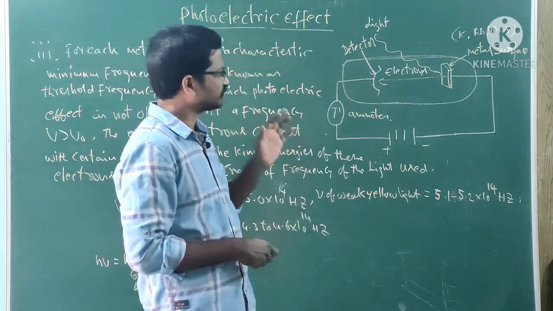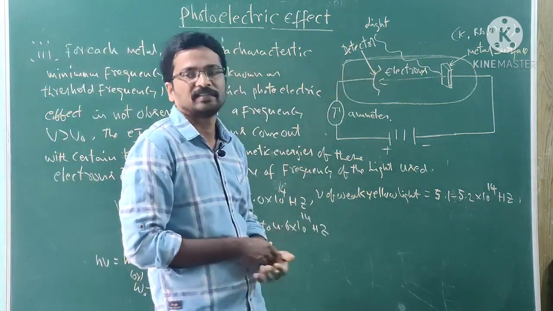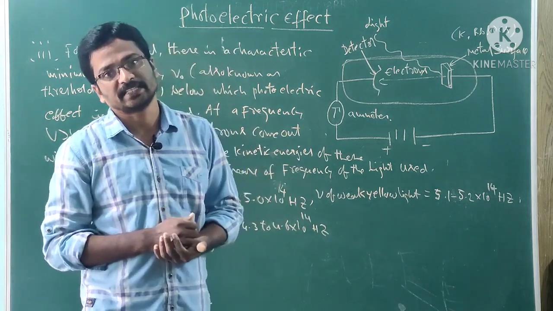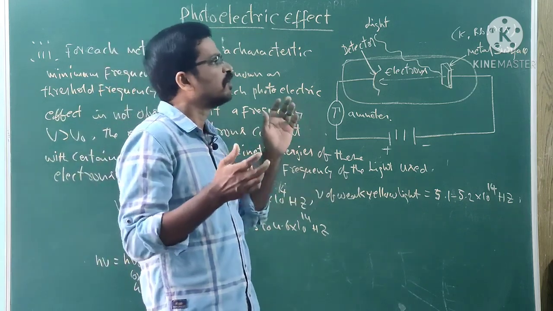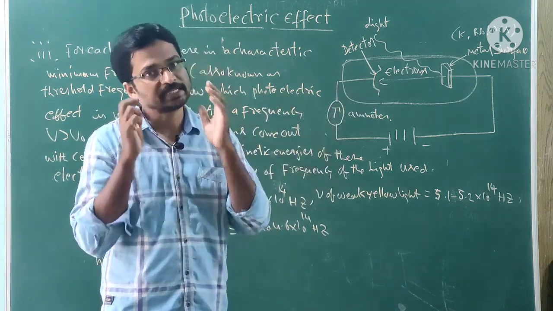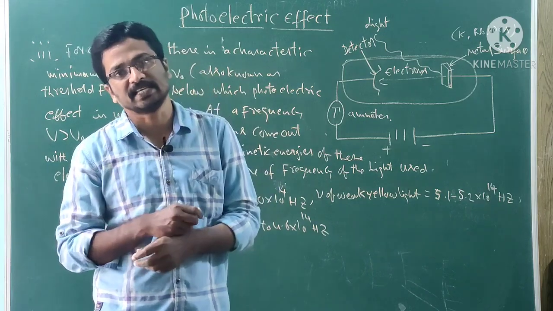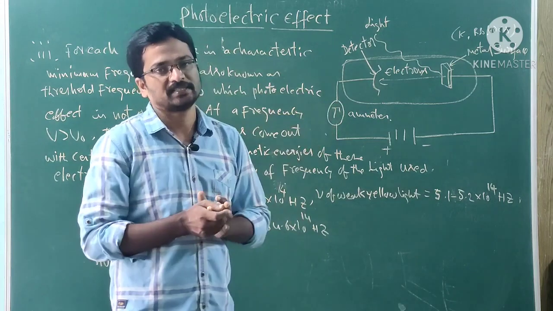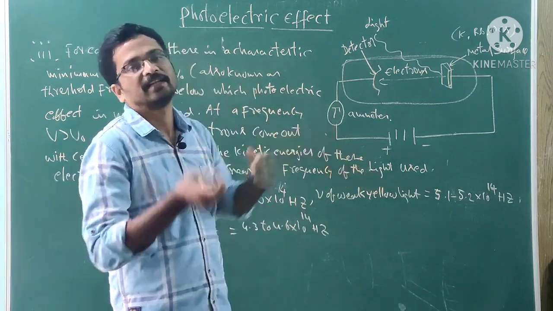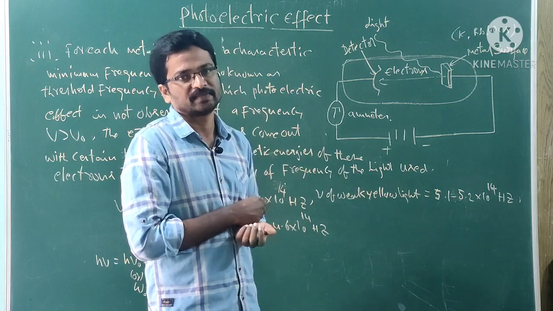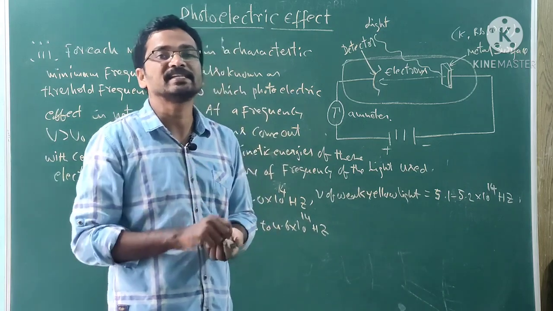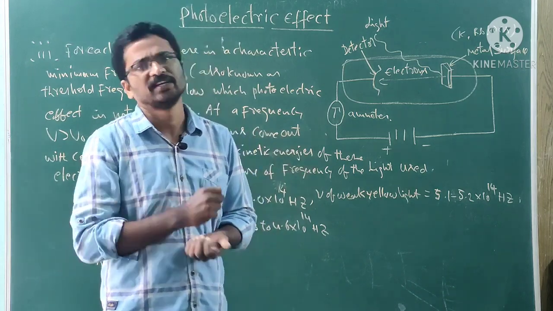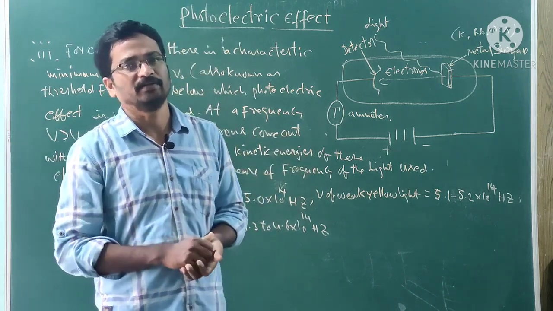Next, there is another point. When brightness increases, the number of electrons ejected increases. Brightness increasing means the number of photons increases; the number of packets of energy increases, so the number of electrons ejected also increases. When the frequency of light increases, the kinetic energy of the electrons increases. These are the main two points which you can always remember.